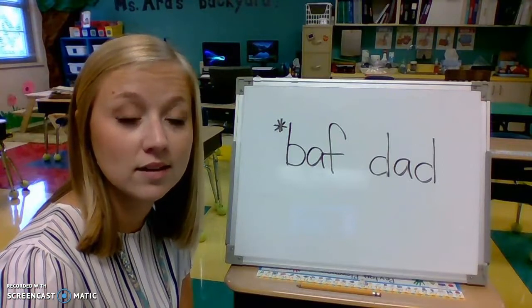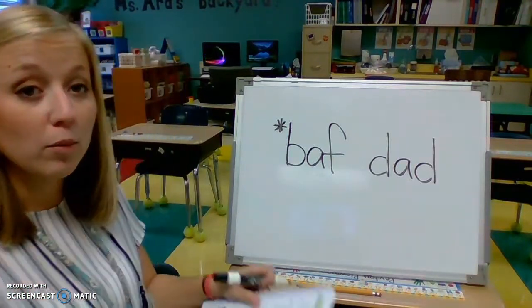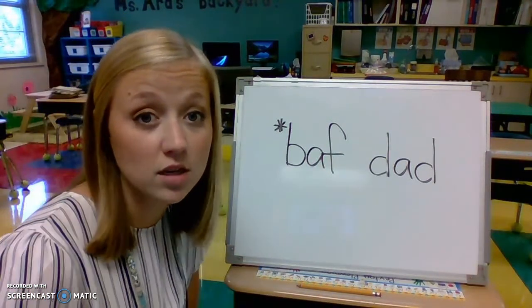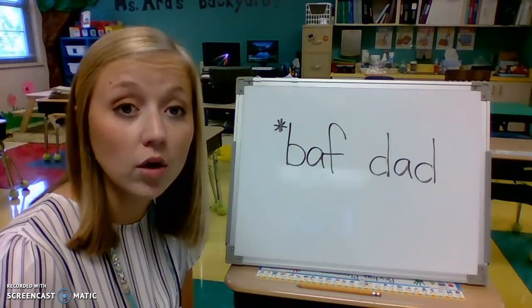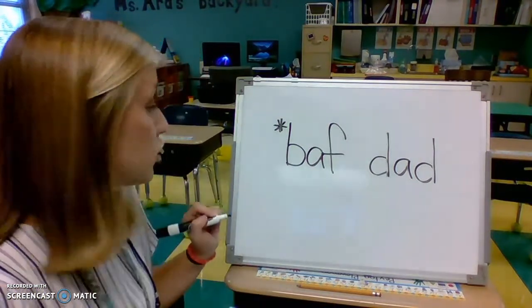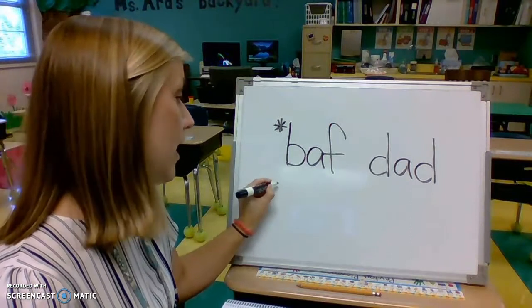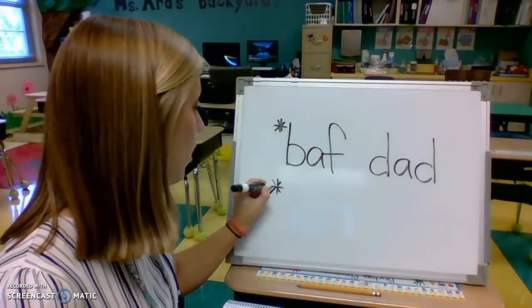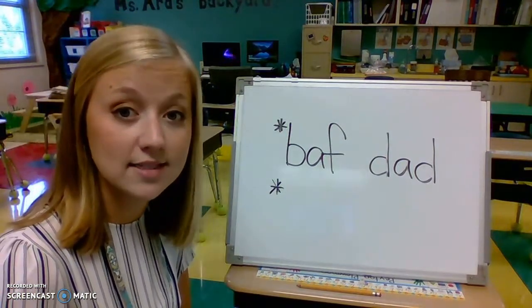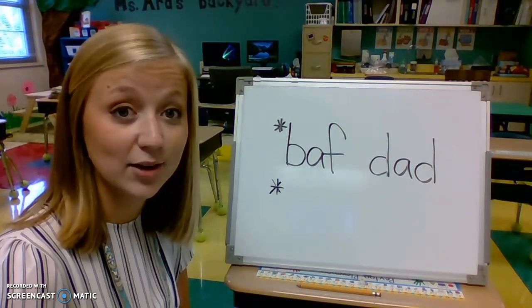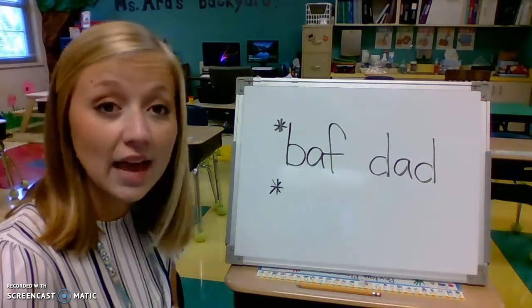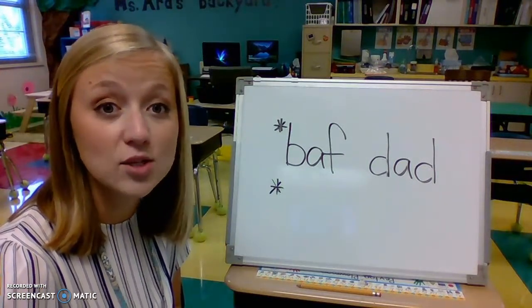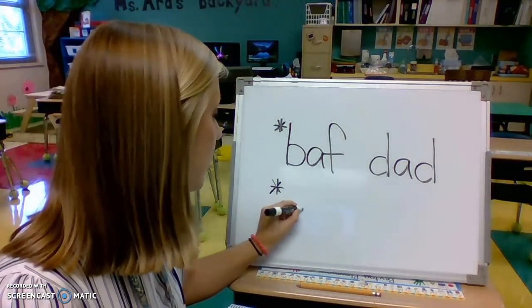Write that now. Now to write our nonsense word, remember we're going to start. If I tell you that it's a nonsense word, we need to start with our nonsense star. To write this star, you're going to write an X. Then you're going to write a cross on top of your X, just like I did there. Good job. Once you've written that, you're going to write the nonsense word D-A-G.